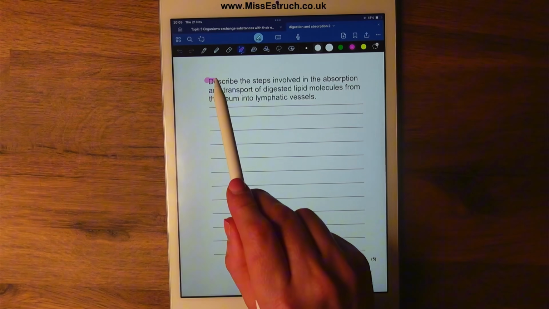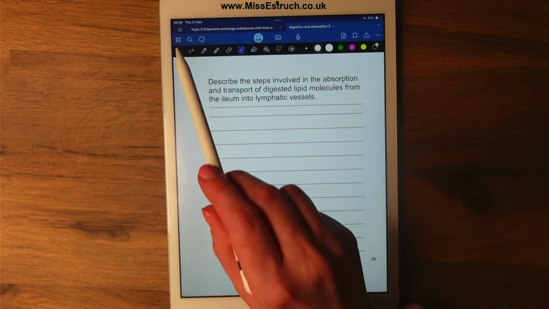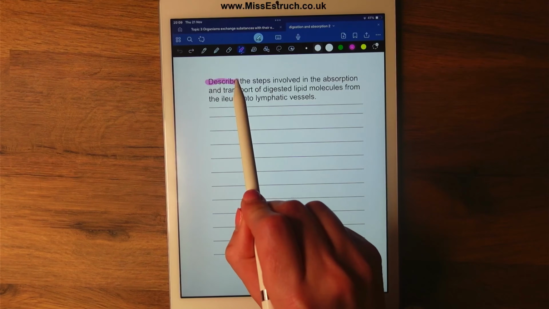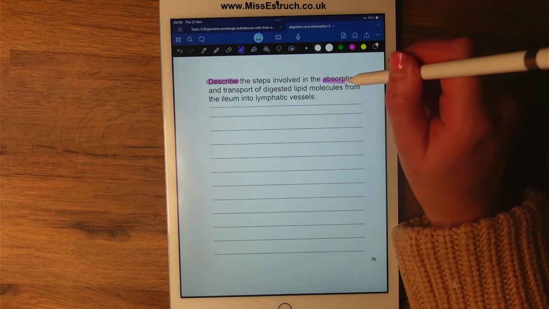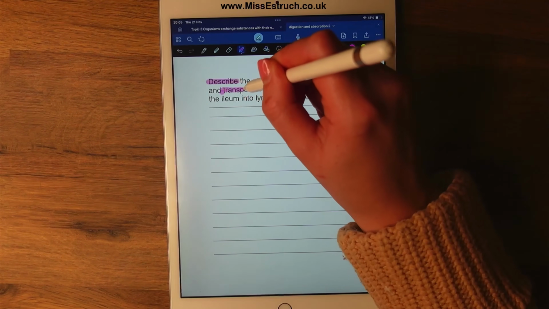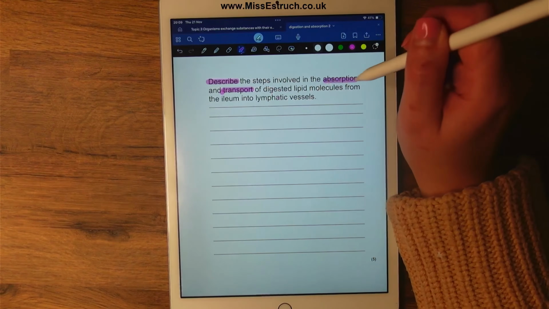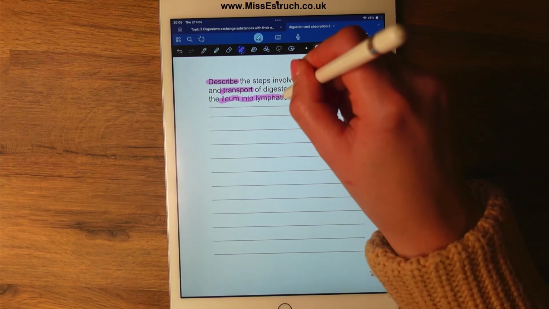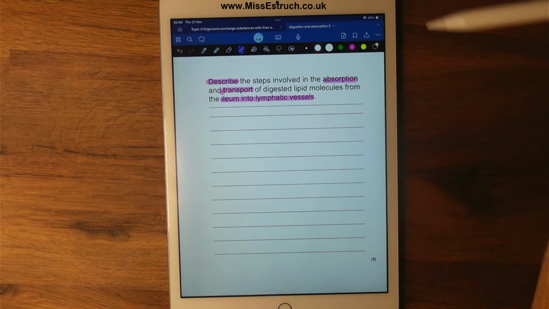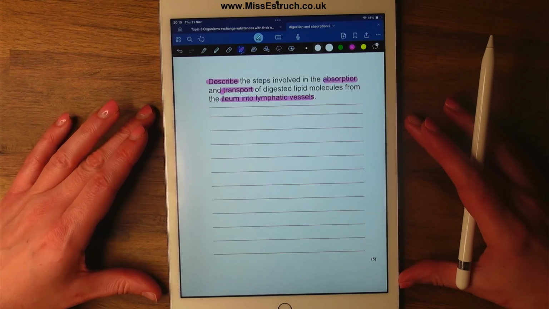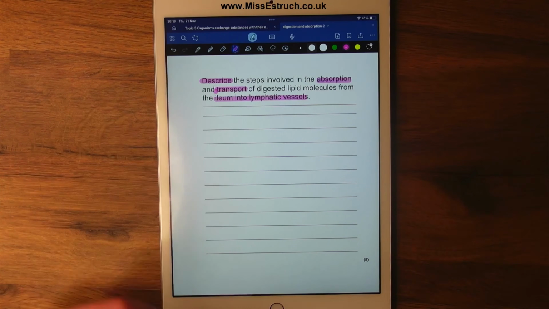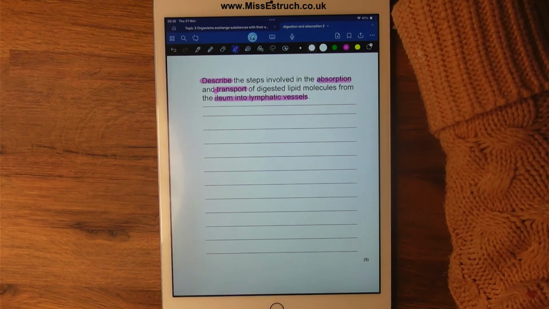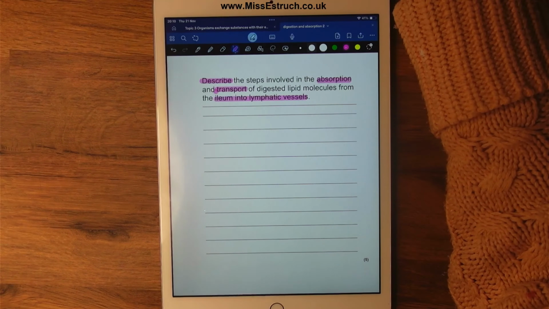So we have to describe, that's the command word here. Oh, I want that a bit neater. There we go. Describe the steps involved in the absorption and transport of digested lipid molecules from the ileum into the lymphatic vessels. So it's essentially what we have just said, but we need to put that as 5 key bullet points for the key marking points. So we now need to think about what we just wrote down and turn that into a 5-mark answer. So that is what we're going to have a go at.